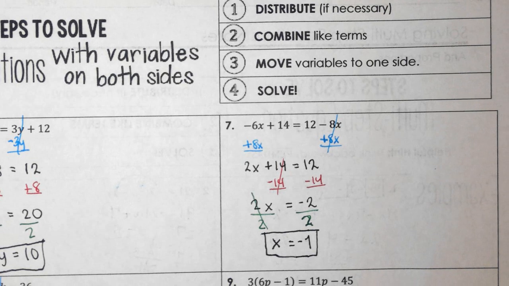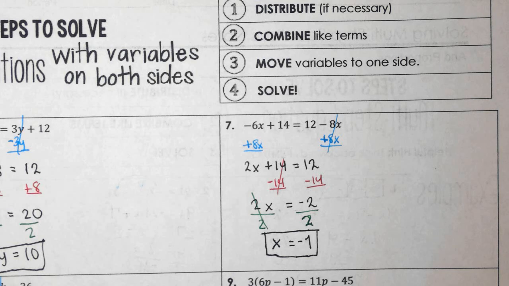Number 7, you can see my work. I moved my negative 8x by adding 8x to both sides. I told you, I always move my smaller variable. In this case, negative 8x is the smaller variable. Negative 8 is a smaller number than negative 6, if you know anything about your integers. That's why I moved this one. And once I moved it, I ended up getting a positive variable.